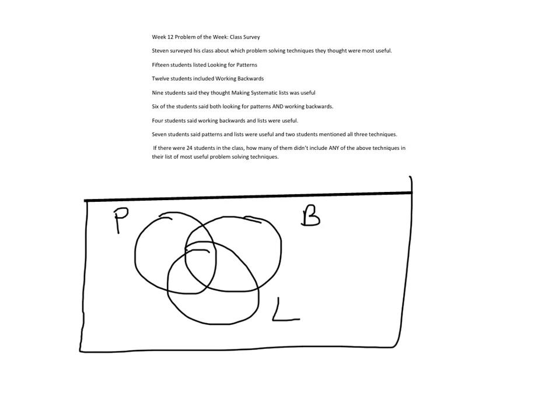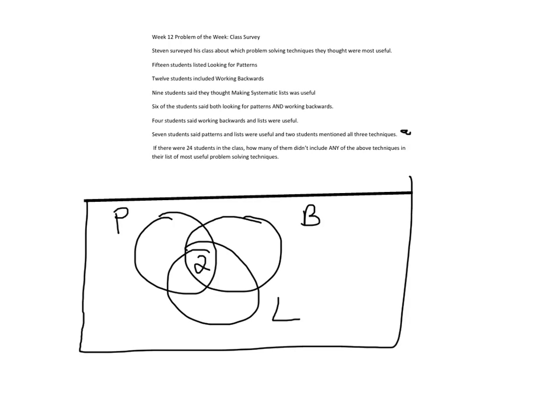So the best way to do problems like this is to work from the inside out. Notice that it said 2 students mentioned all 3 techniques. So we can put 2 in the central section, which is where all 3 circles overlap. Then it said 7 students listed patterns and lists. So in the P and L overlap altogether there are 7 students.